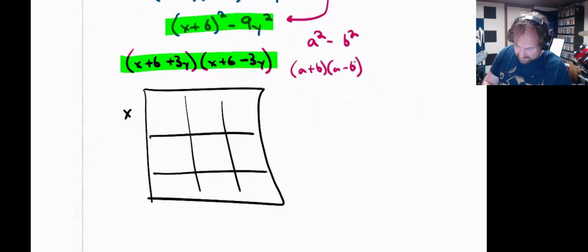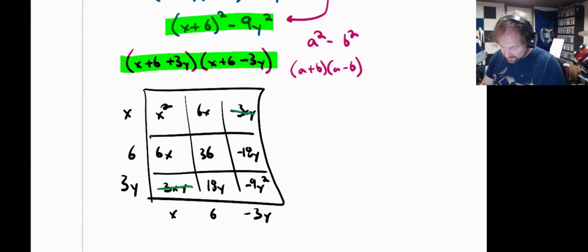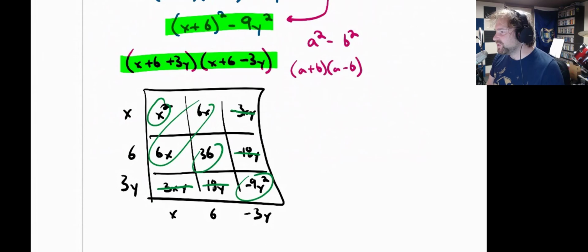We have x, 6, 3y. We have x, 6, negative 3y. We're going to have 3xy. We're going to have 6x. We're going to have x squared. We're going to have 6x. We're going to have 36. We're going to have 18y. We're going to have minus 9y squared. We're going to have minus 18y. And we're going to have minus 3xy. So let's look for opposites here. I got 3xy, negative 3xy. I got negative 18y, 18y. Look at that. We did it. There's your x squared. There's your 12x. There's your 36. There's your negative 9y squared. Cool. Pretty cool.